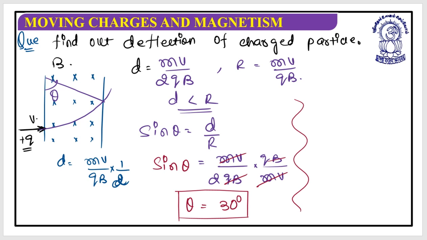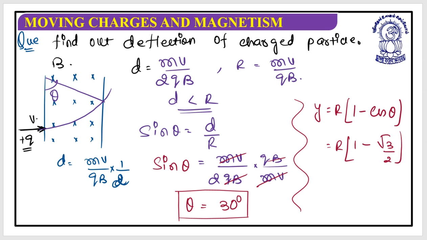If you want the vertical displacement, it can be written as y equals r multiplied by (1 minus cos theta). Theta is 30 degrees, so that is 1 minus cos 30, where cos 30 is root 3 by 2. So it would be mv/qB into the bracket (1 minus root 3 divided by 2). This is the vertical displacement. I hope this is clear.